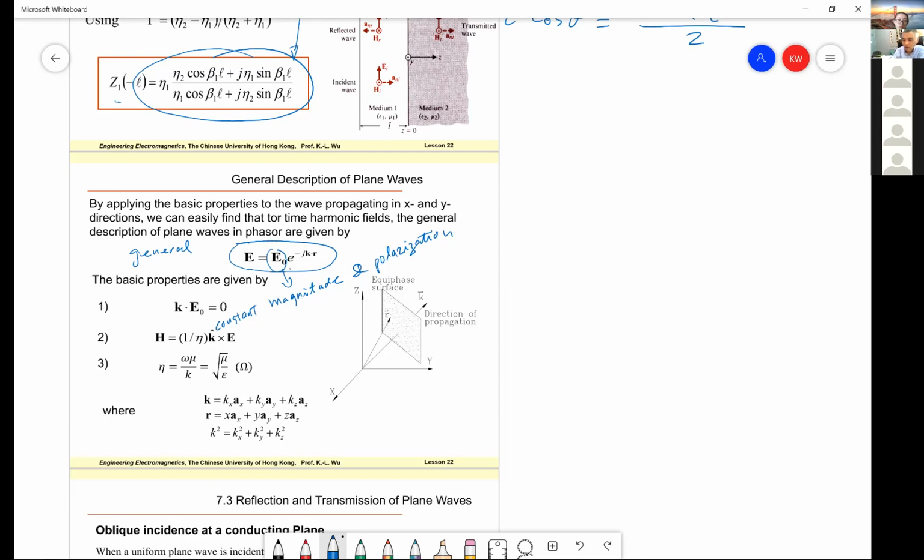Then the exponential function indicates this is a plane wave. Then we have minus j. j means everything after j is a phase, right? We have k. k is the wave vector, wave number.